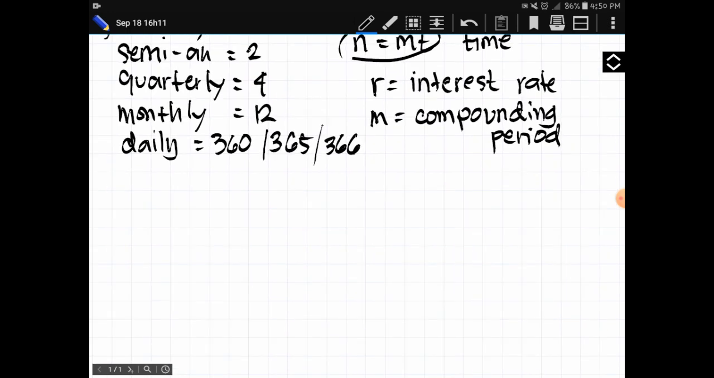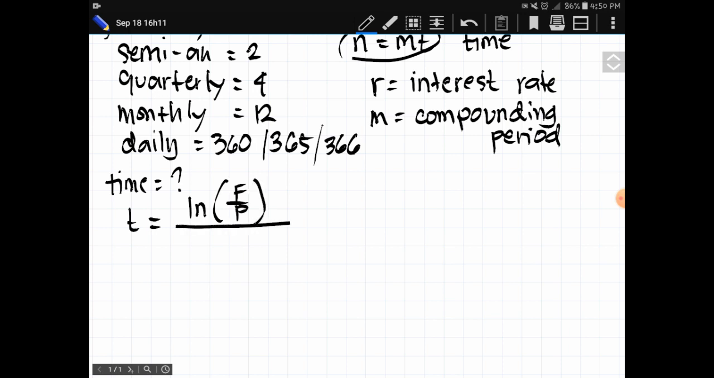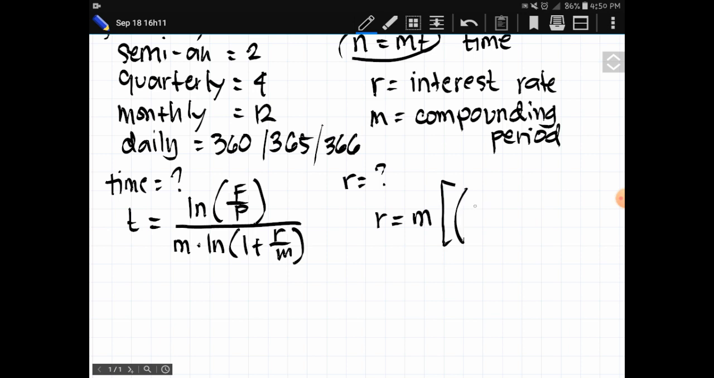Now, I will give you another formula. If the time is the unknown, we're going to use this formula: t is equal to the ln of the quantity F over P, all over the compounding period multiplied by the ln of this quantity 1 plus r over m. Hence, if the rate is the unknown, we're going to use the formula r is equal to the compounding period multiplied by the quantity final amount over the principal, closed quantity raised to 1 over mt, minus 1.